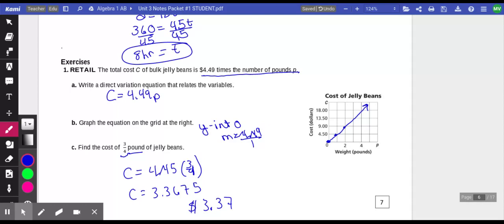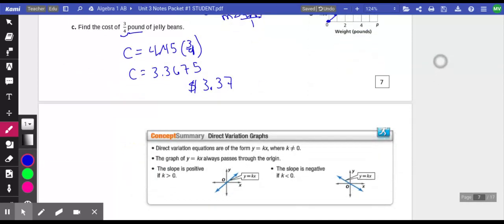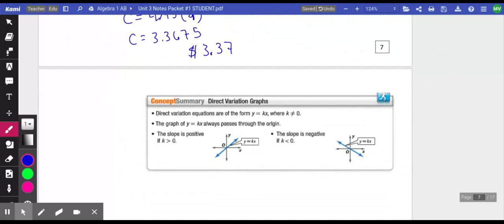Which, if we look at the graph, is approximately right. It's less than 4.49. Direct variation graphs, important notes: they have the form y equals kx. They pass through the origin, always. If the slope is greater than 0, it's positive, it goes up. If it's negative, it goes down.